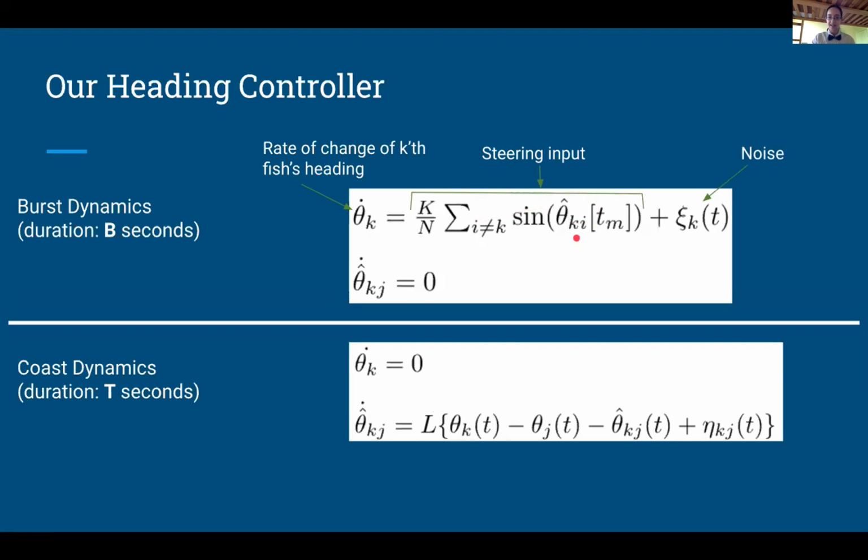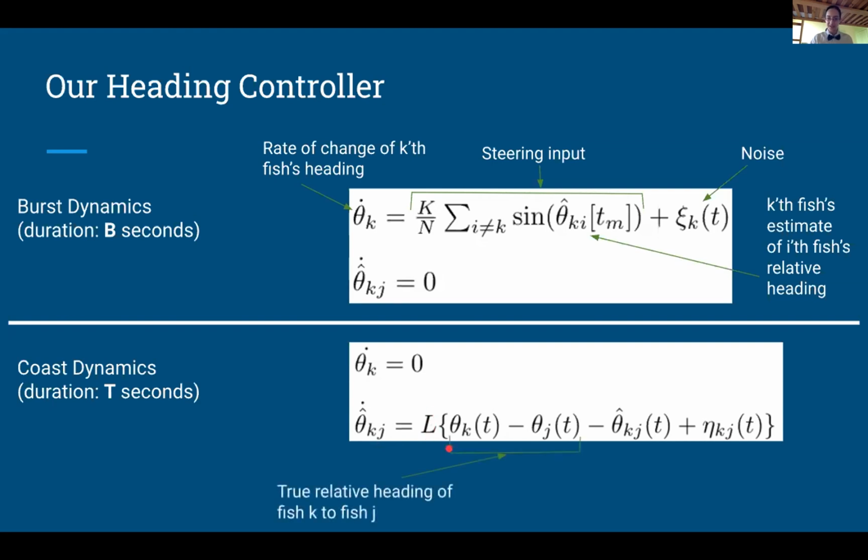This theta hat ki is the cave fish's estimate of the ith fish's heading relative to it. And those estimates are all going to update during the coast phase according to this fourth equation over here. Just to get a feel for it, you can see that the rate of change of fish k's estimate of fish j's relative heading is going to be proportional to the true relative heading minus k's estimate of the relative heading. Plus, we know there's going to be some sensor noise. So these are the system dynamics under our controller.